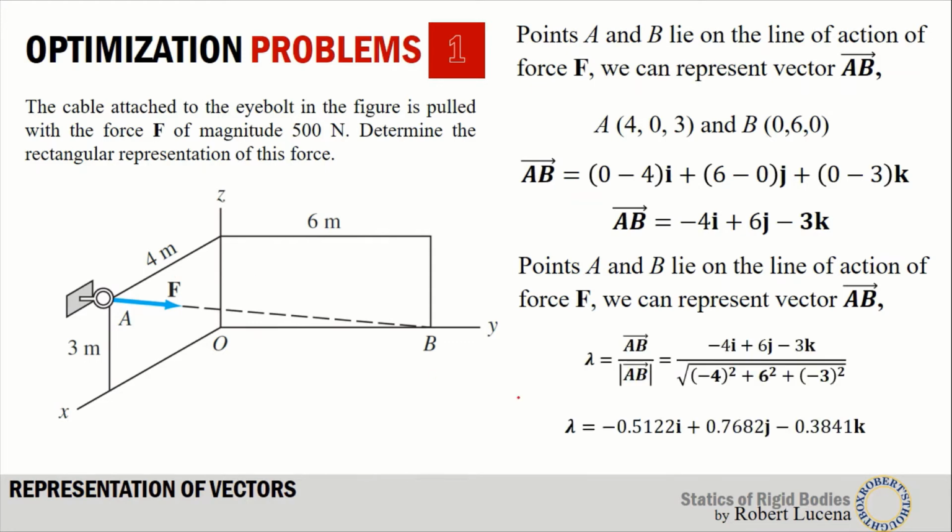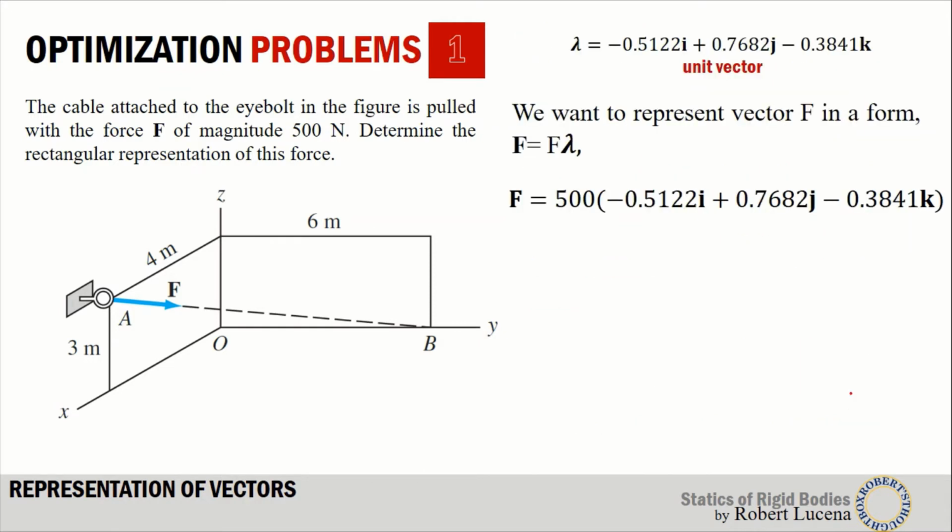So to get the unit vector of AB, we simply rewrite vector AB and then divide it with the magnitude of AB. And the magnitude of AB is the square root of the sum of the squares of its components. So we have negative 4 squared plus 6 squared plus negative 3 squared, and then the square root of that divided into each term here, you arrive with this unit vector. Now the unit vector is here. I rewrite it in the upper portion of the presentation.